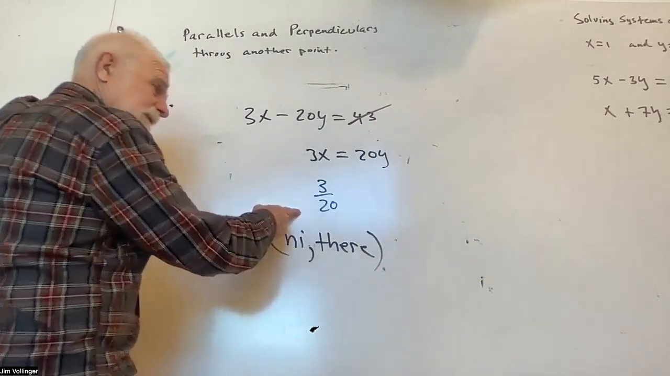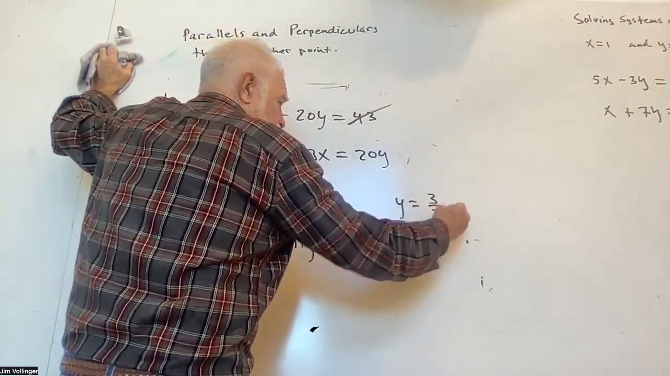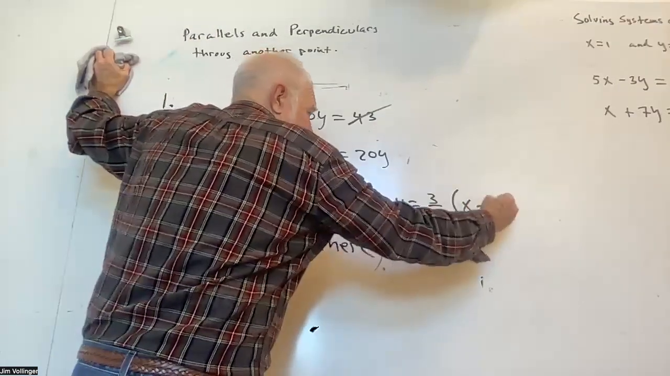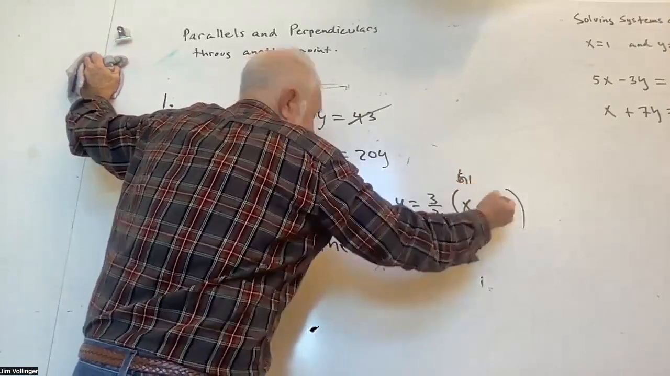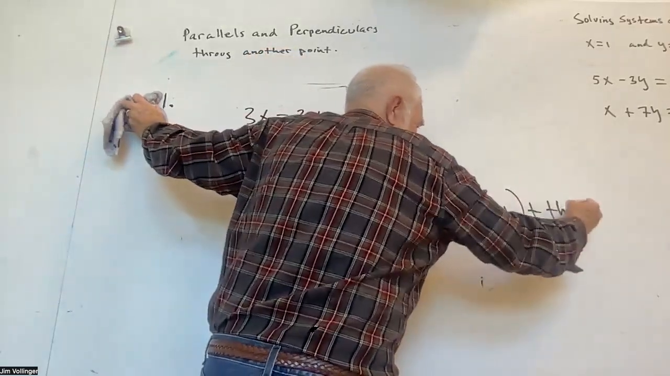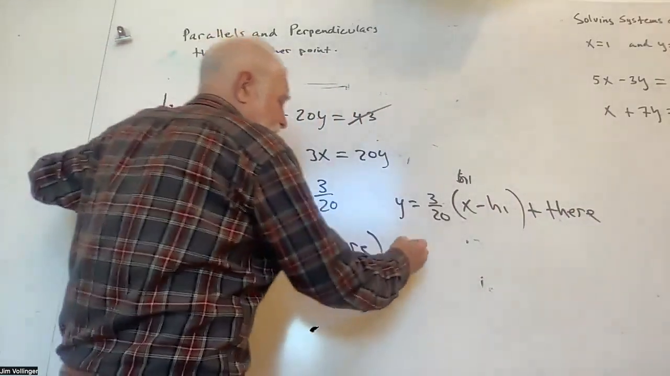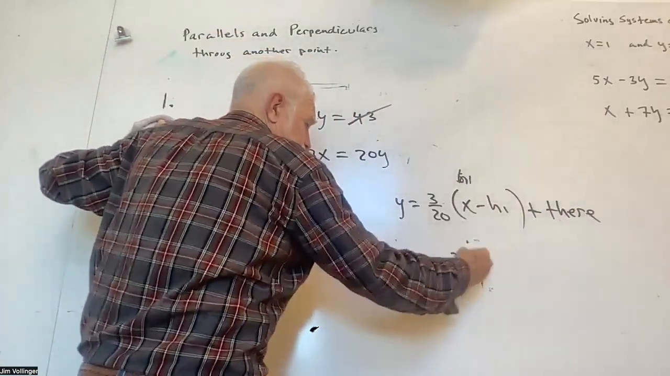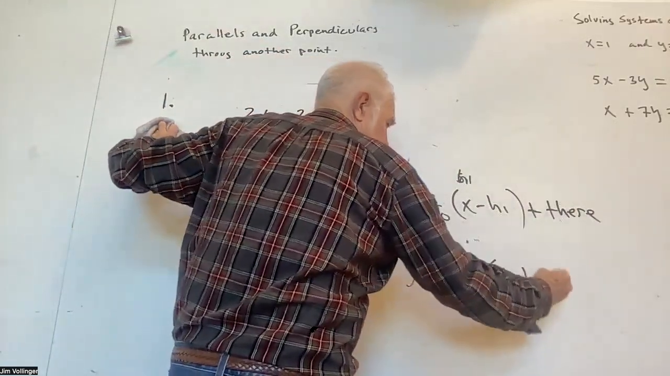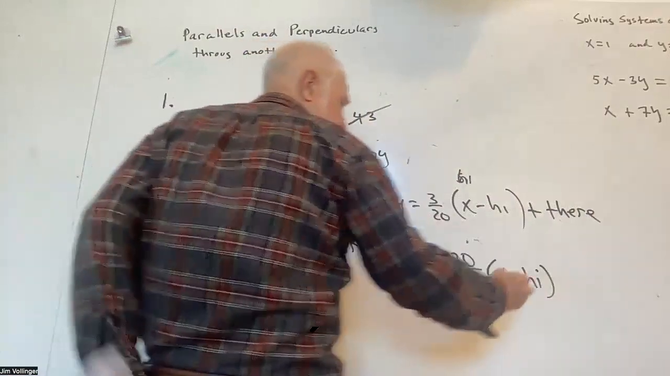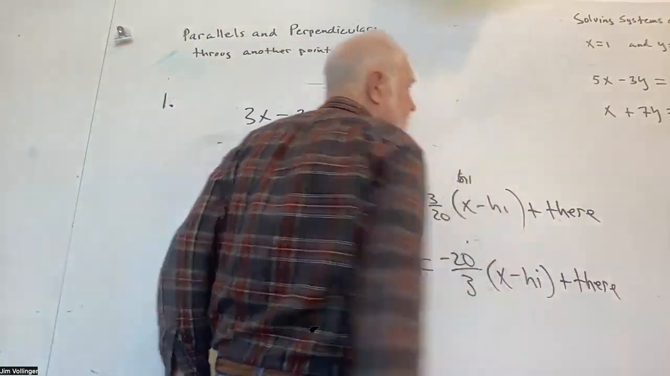So parallel is the same slope. So that would be y equals 3/20 x minus high. You tell me, you say high, I'll say there. That's parallel. Perpendicular now is going to be the negative reciprocal. Plus there. Guess we're done with that one.